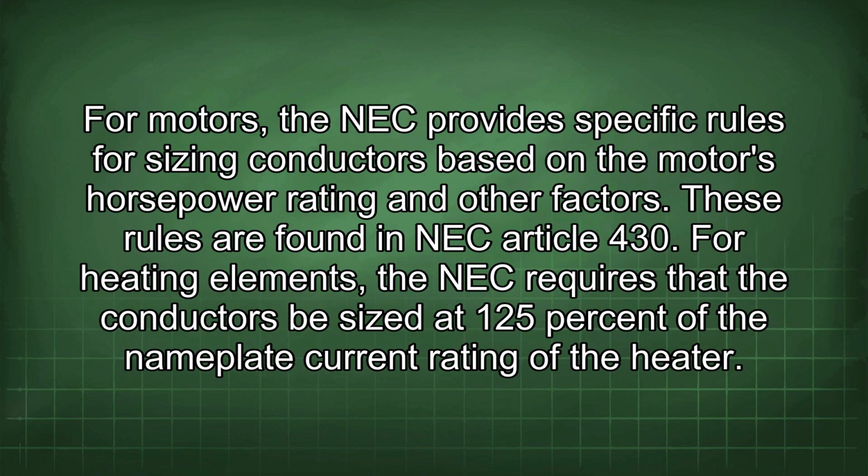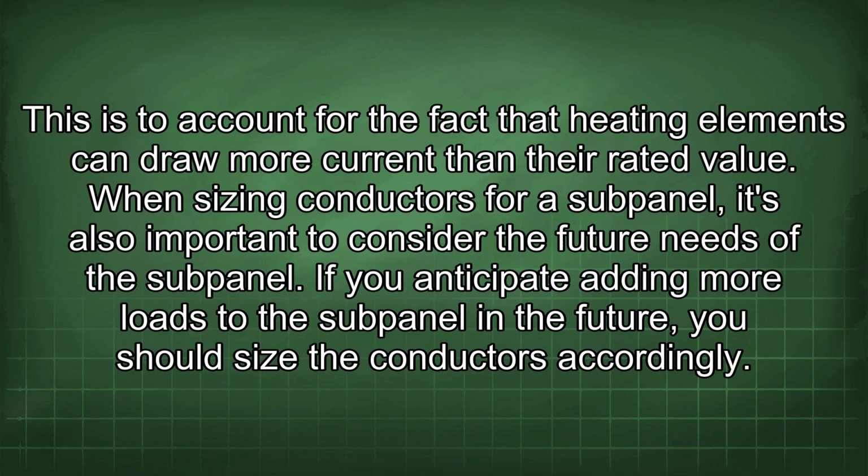For motors, the NEC provides specific rules for sizing conductors based on the motor's horsepower rating and other factors. These rules are found in NEC Article 430. For heating elements, the NEC requires that the conductors be sized at 125% of the nameplate current rating of the heater. This is to account for the fact that heating elements can draw more current than their rated value.